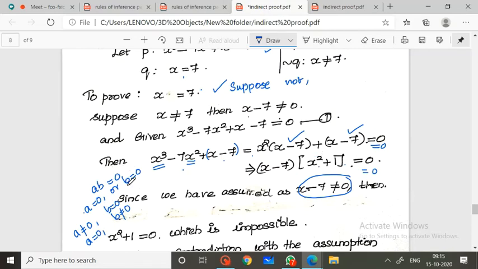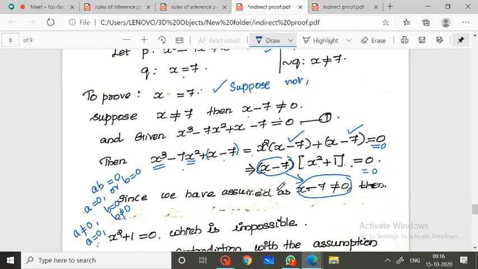If AB is equal to 0, either A equal to 0 or B equal to 0. If A not equal to 0, then B equal to 0. If A is equal to 0, then B is not equal to 0. Anyway, I should get the product to be equal to 0. So here, we already assumed that x minus 7 is not equal to 0.